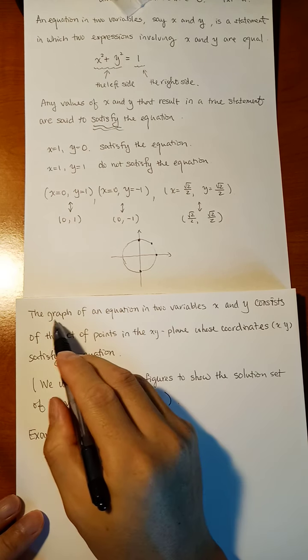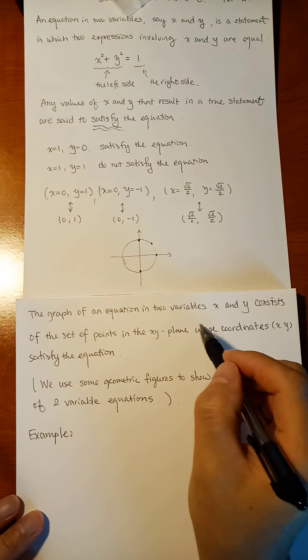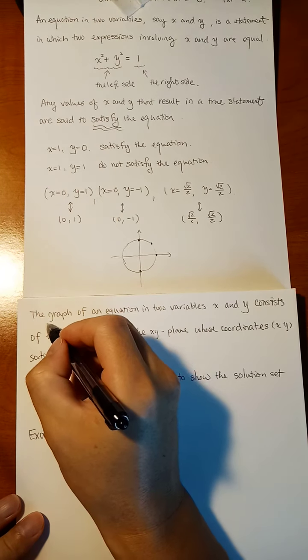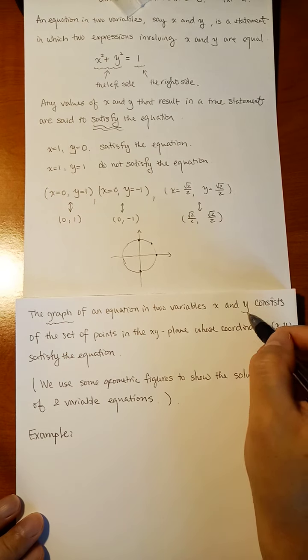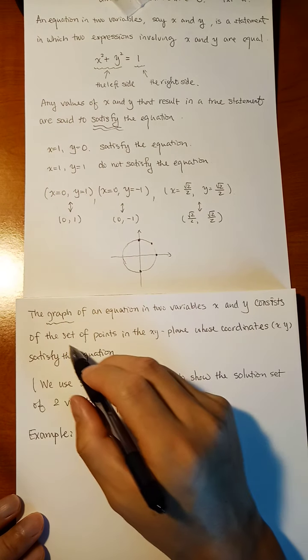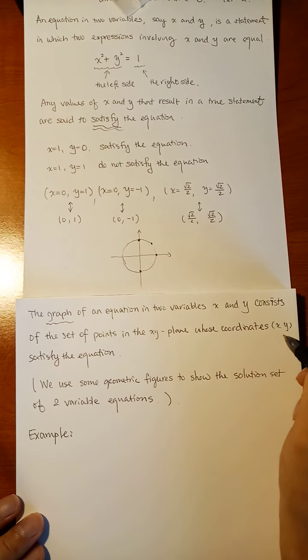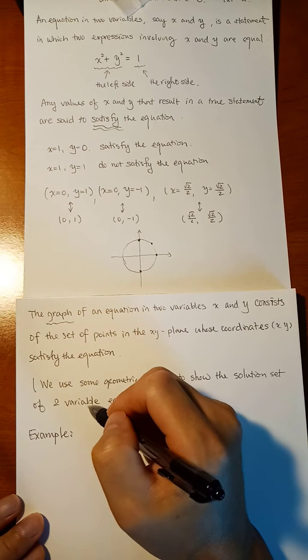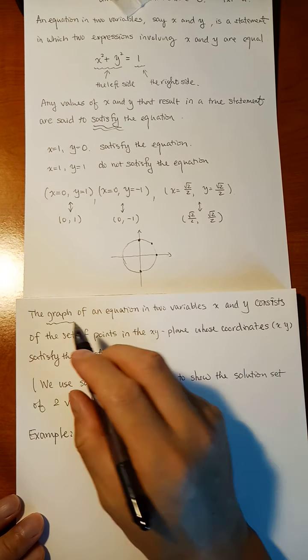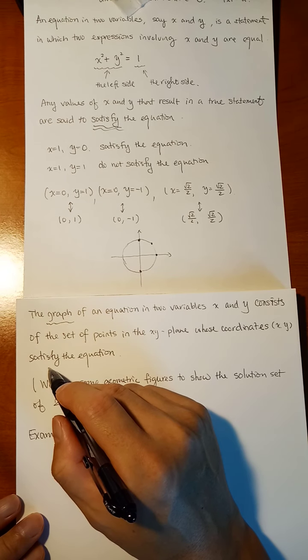If you check the definition of the graph, you will see that a graph is a collection, a set, of points, so that the coordinates of the points satisfy the equation. So every point from the graph will satisfy the equation.